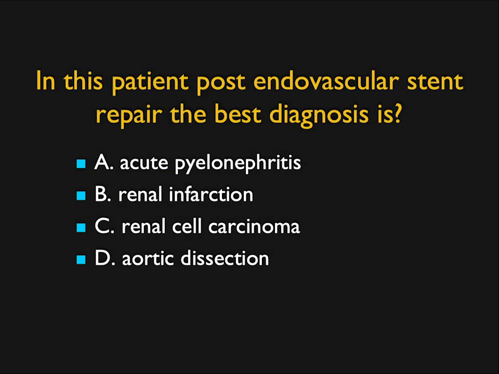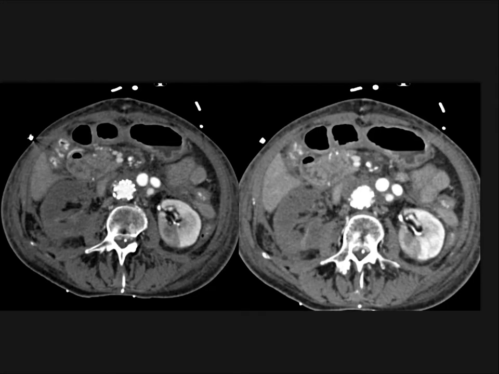This patient had endovascular stent repair, and the best diagnosis is... Now, we've spoken before that with endovascular repair, perfusion changes in the kidneys and even small infarcts are not uncommon. But in this case, there's a global infarct of the right kidney. There's basically at best minimal capsular flow. You see the atherosclerotic changes, you see the endovascular stent. So the right renal artery must have been occluded.